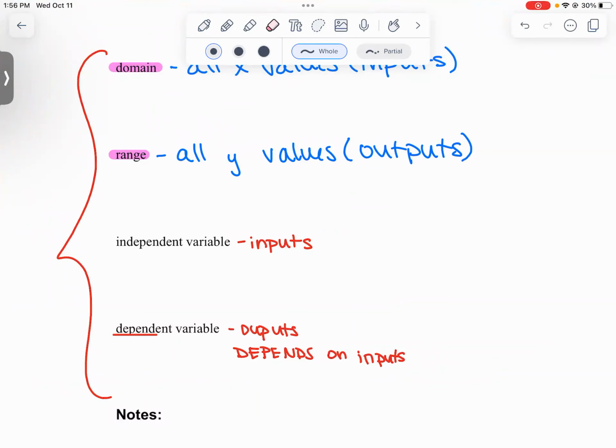Okay. I'm gonna give you a piece of paper that I want you to fold like a book. Vertical. It's this way.